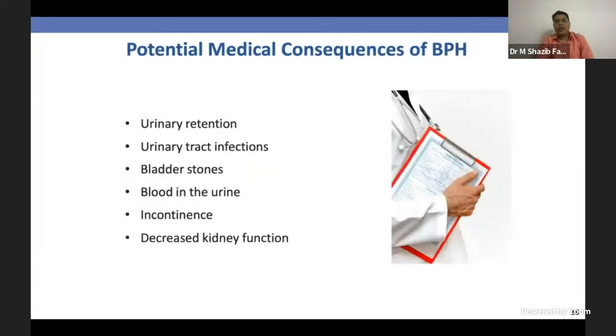Now, what are the potential medical consequences of BPH? If this problem continues and the patient does not take treatment for it, then the patient can experience urinary retention. He can have recurrent urinary tract infections. There could be formation of bladder stones. The patient can experience hematuria. There could be overflow incontinence. And yes, because of back pressure changes, the kidneys are hampered and the patient can have decreased kidney function.